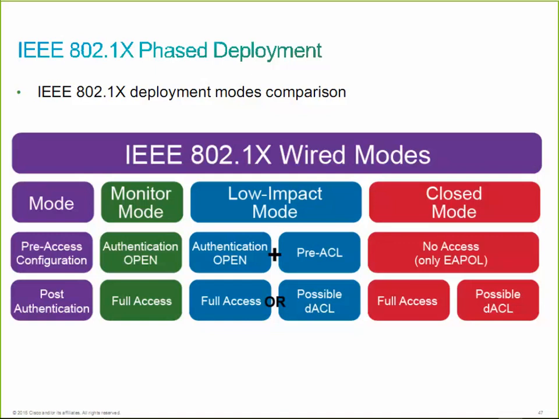There are three modes of operation. Monitor mode, which by its name you can pretty much guess what it is, right? In monitor mode, authentication isn't actually applied. Everybody gets full access. What we're doing in monitor mode is we're just trying to identify if people have the supplicants, if they have the ability to support 802.1x and so on.